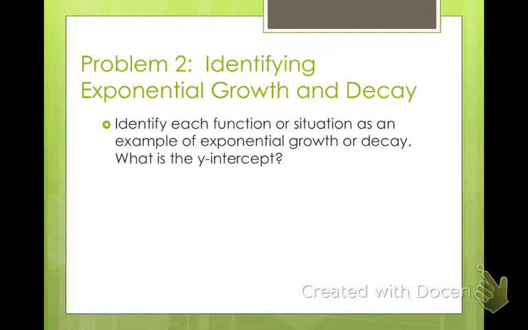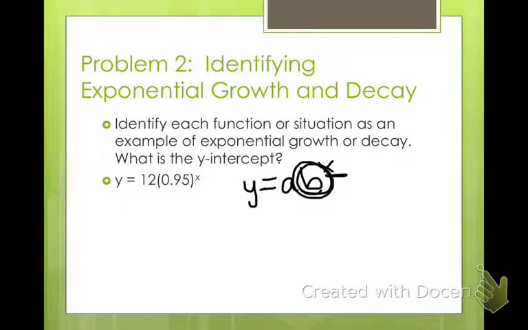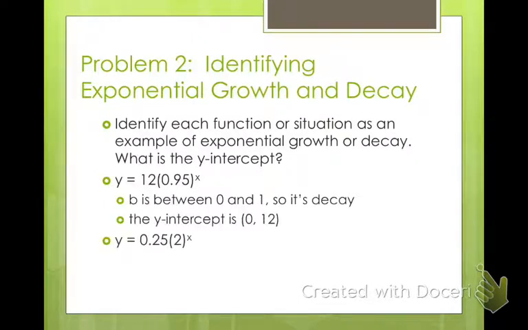So I want you to tell me, just by looking at these, whether or not they're exponential growth or exponential decay. y equals 12 times 0.95 to the x. Well, if we look at our standard form, it is y equals a b to the x. So whatever our value is that's being raised to the exponent, that's going to tell us whether it's growth or decay. So what's being raised to the exponent? 0.95. Is that greater than 1, or is it between 0 and 1? It's between 0 and 1, so this is exponential decay. And your y-intercept is 12.